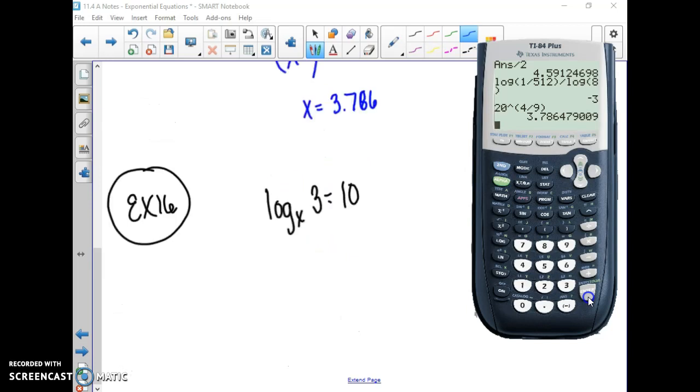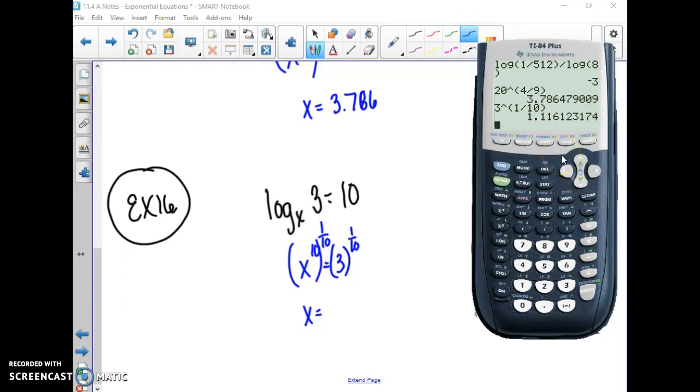And then our last example here, we have x to the 10th equals 3. So we could raise this to the 1/10th power. So x equals 3 to the 1/10 is 1.116.